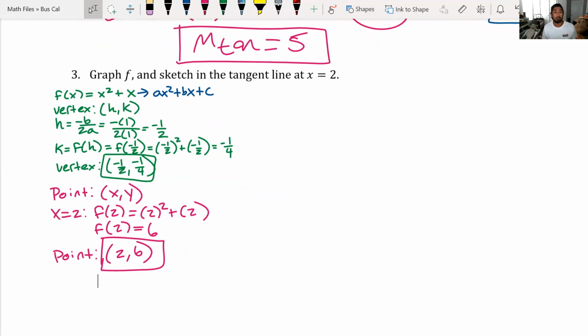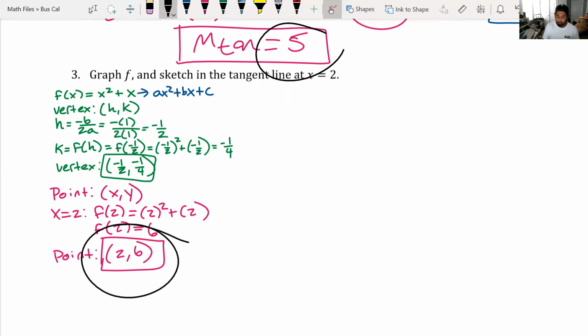So, with that being said, we can graph f, but it still wants us to sketch the tangent line. So before I graph anything, let's go ahead and find the tangent line. And like I said before, the tangent line is a linear function. It's a line, so you need two ingredients. You need a point, and you need a slope, which is what we have. We have a point, and we have a slope. So that's what we're going to do next.